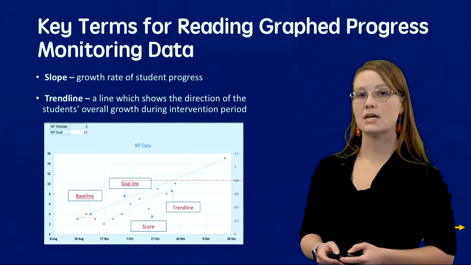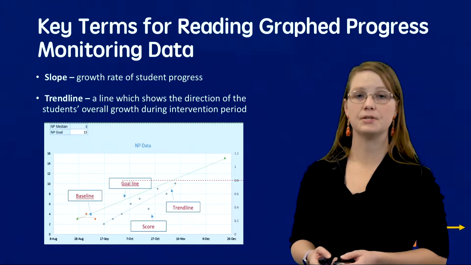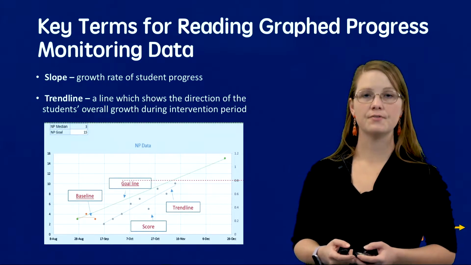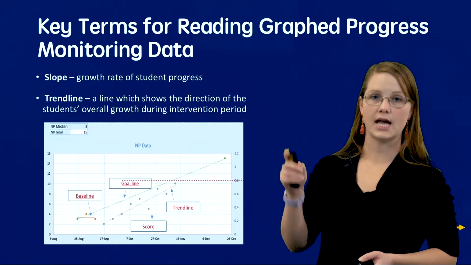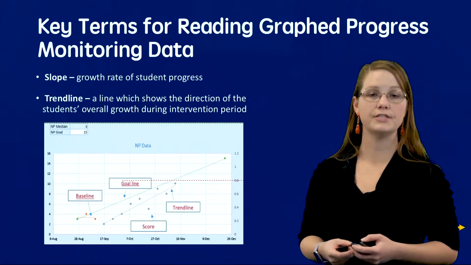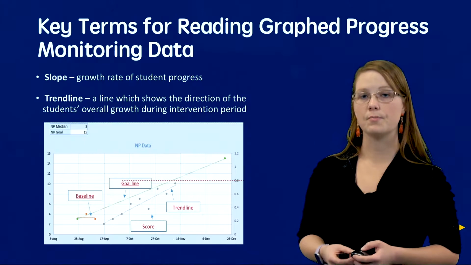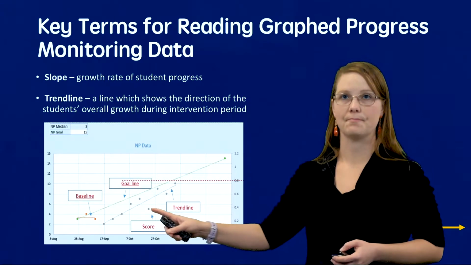The slope is not represented on this example, but you may hear the term used interchangeably with trend. It is generally referring to the rate of growth or student progress. The trend line is a line which shows the direction of the student's overall growth during the intervention period. This is what we will be attending to when making decisions, and you can see here is our trend line.